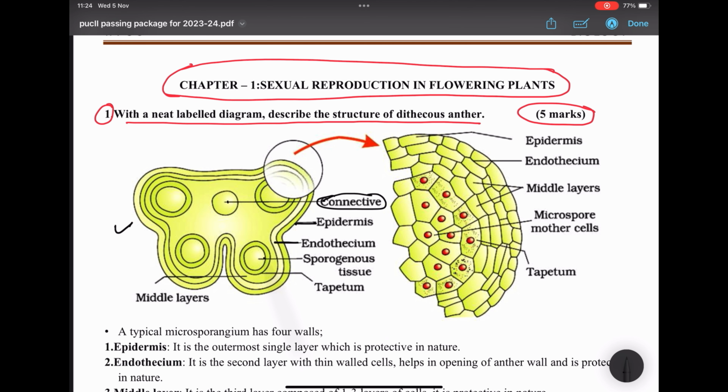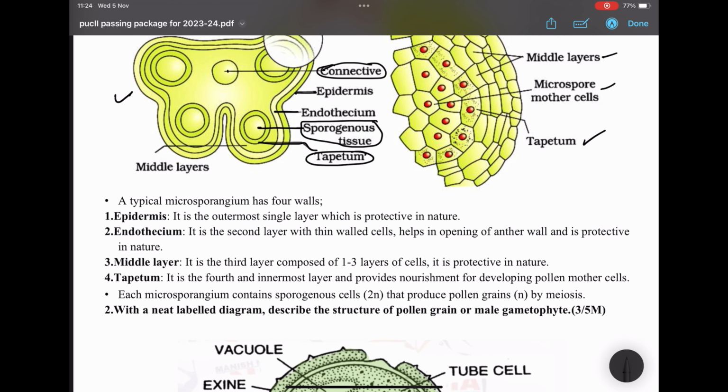Here is a neat labeled diagram of a dithecous anther with labelings: connective, epidermis, endothecium, sporogenous tissue, and tapetum. A typical microsporangium has 4 walls. The first one is the epidermis, the outermost single layer. Then comes the endothecium, the second layer.